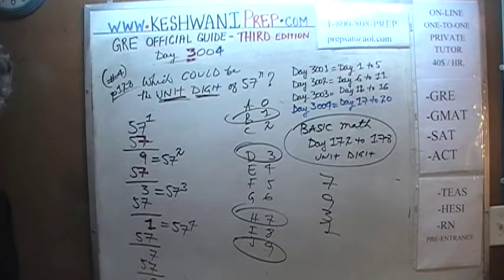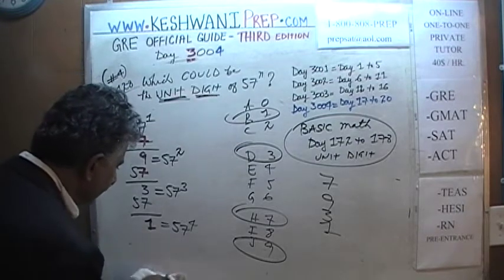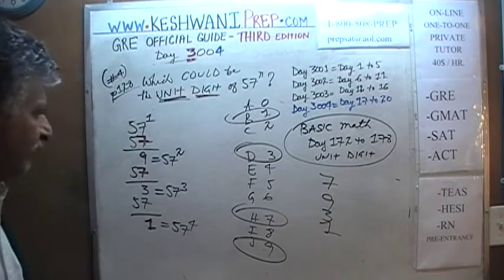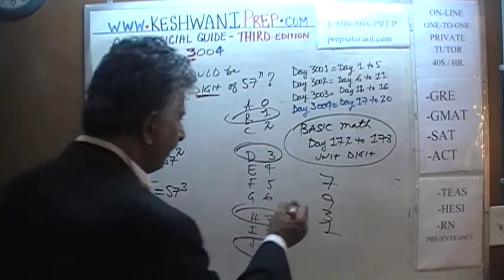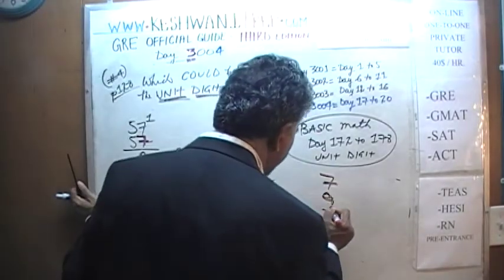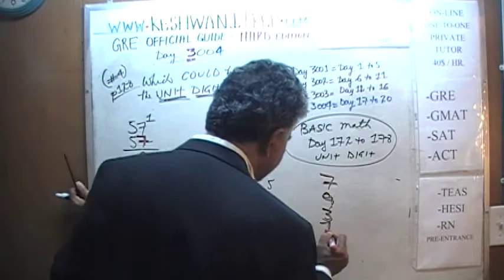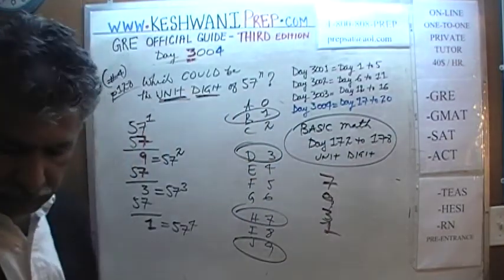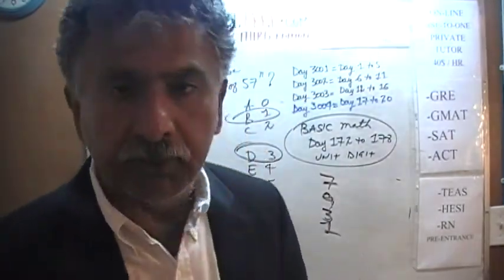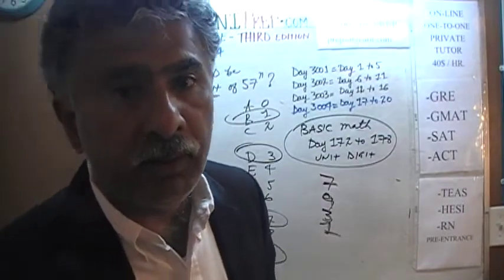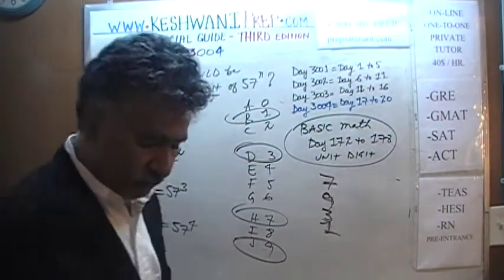As soon as we see 1, that's the end of the story. The cycle is going to keep repeating itself, and the cycle is this. Cycle is 7, 9, 3, 1. 7, 9, 3, 1. Forever and ever and ever. But we don't have to worry about any of that.